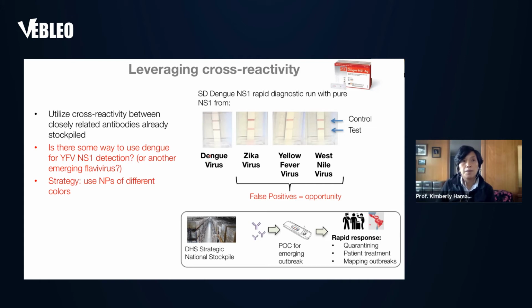What we're going to show is a strategy to use nanoparticles of different colors that will allow you to repurpose antibodies that were raised for a different antigen for a new one. And this has a potential to be used as a point of care. If you have this strategy, then you can use this as a way to generate a rapid antigen test very quickly, before the time that antibodies are produced. So this means you can use a stockpile of antibodies that you have.